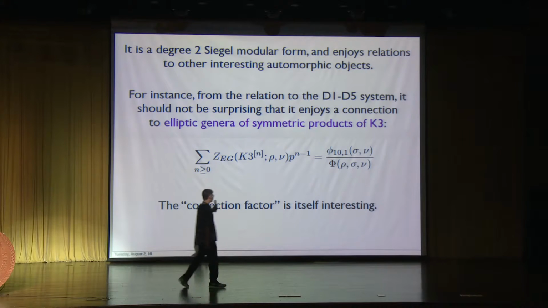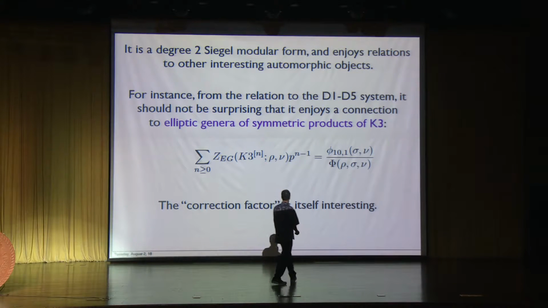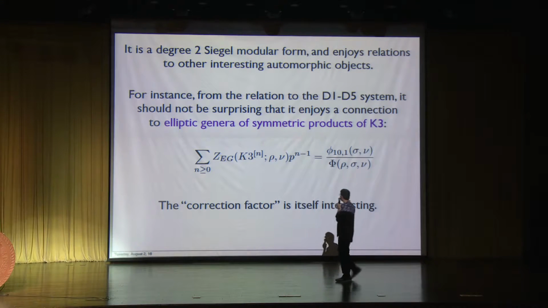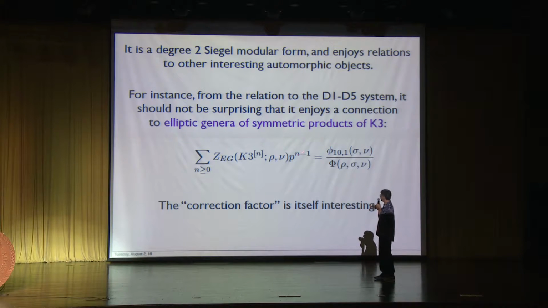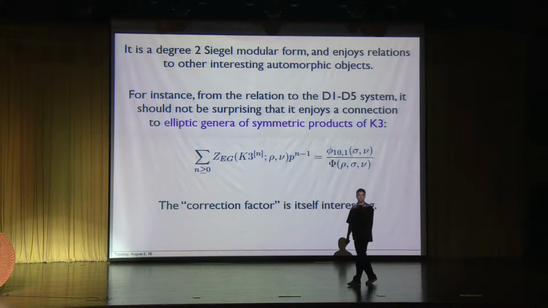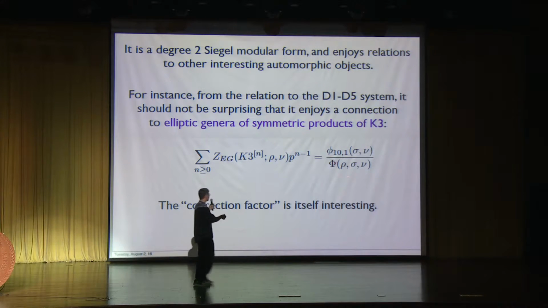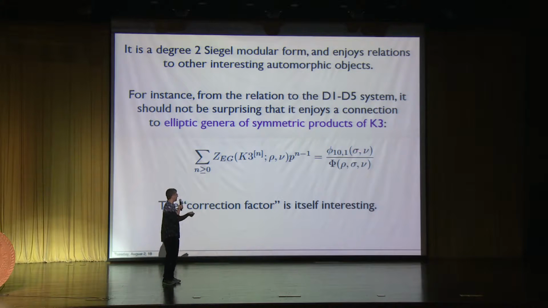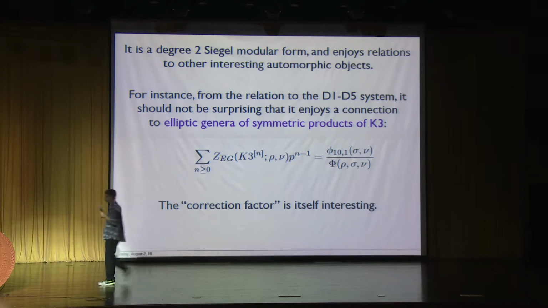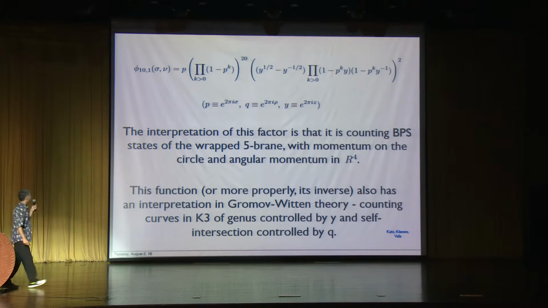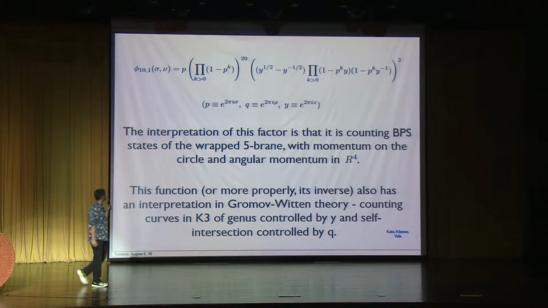And it turns out this Igusa form can be expanded in the charge n, where the (n minus first) power multiplies the elliptic genus of the symmetric product of n K3 surfaces. That's not quite true. There's a correction factor, which is, again, a reasonably well-known object, something called a Jacobi form, that depends on the remaining two chemical potentials, other than Q1, Q5. So here's an expansion of this object.